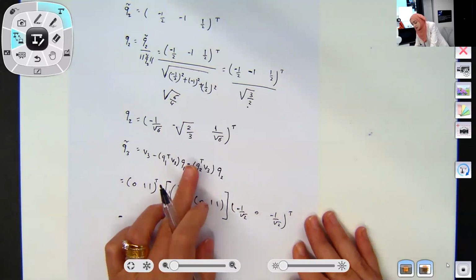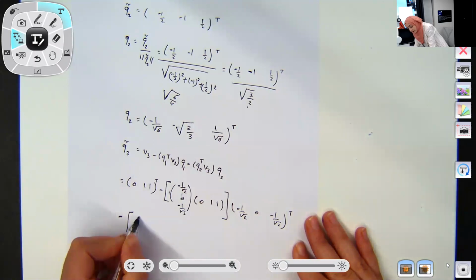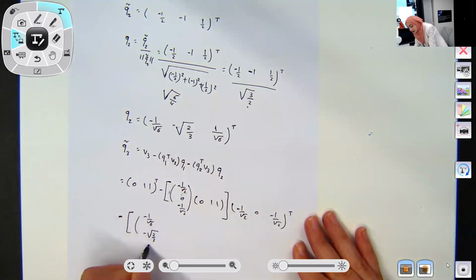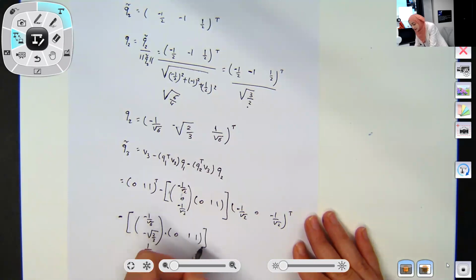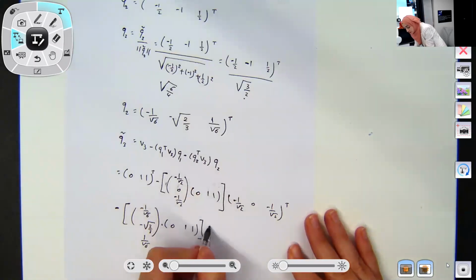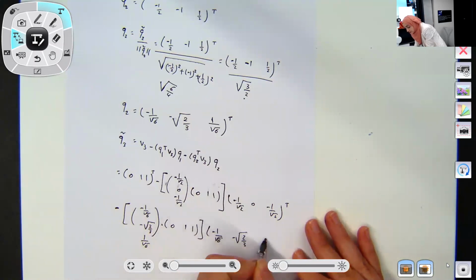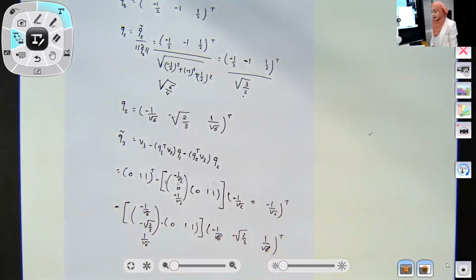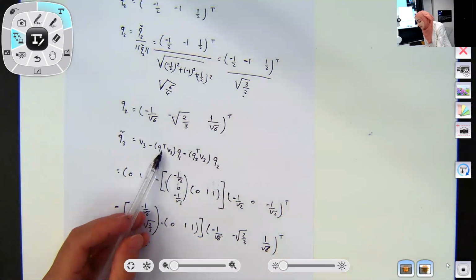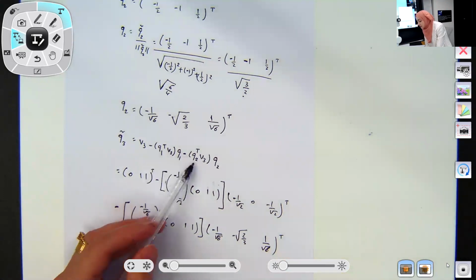Minus q2 transpose, which equals minus 1 over square root of 6, minus square root of 2 over 3, and 1 over square root of 6. This is multiplied with v3, which equals 0, 1, and 1. And all of these multiplied with q2, which equals minus 1 over square root of 6, minus square root of 2 over 3, and 1 over square root of 6, transpose. At the beginning, we need to simplify, and we need to find the value of q1 transpose times v3, and the value of q2 transpose times v3.